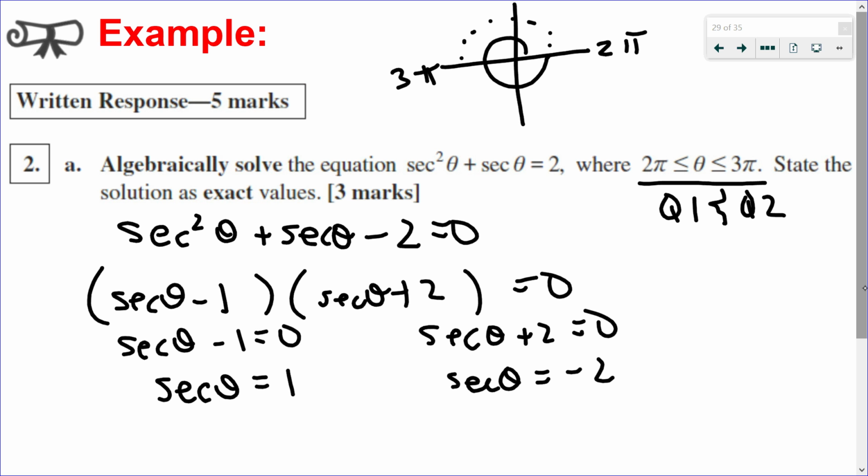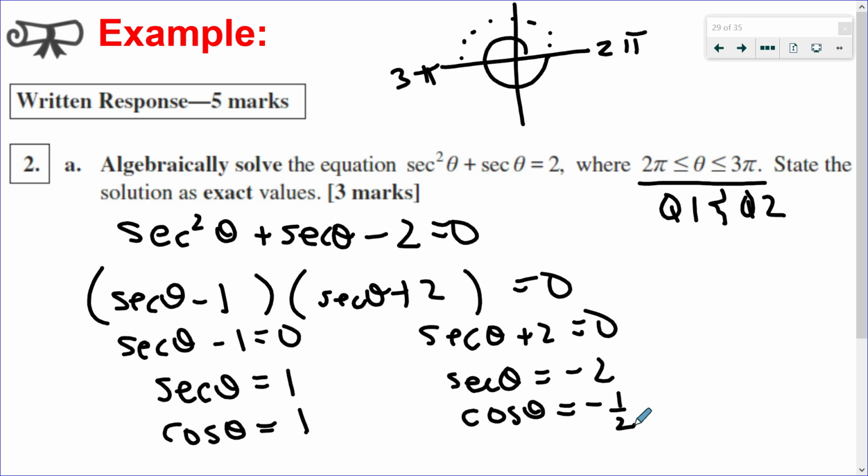So secant goes with cosine. So if secant is equal to 1, cosine will equal the reciprocal of 1, which is still just 1. If secant equals negative 2, cosine will equal the reciprocal of negative 2, which is negative 1 over 2. So remember, negative 2 is like negative 2 over 1, and when I take the reciprocal, it's negative 1/2. So if I solve for cosine with the reciprocal values, it will also be the answer for secant.